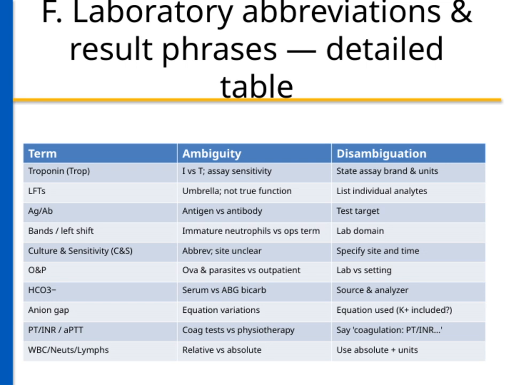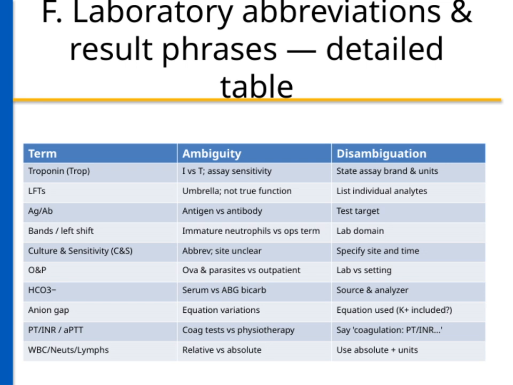Next, we have LFTs or liver function tests. The term can be a bit of an umbrella term since it doesn't refer to a single function but a panel of tests. To be clear, list out the individual analytes like ALT, AST, bilirubin, and so forth. Moving on to AG-OB, which stands for antigen or antibody tests. The key point here is to specify what the test is targeting. Are we detecting the pathogen's antigen or the patient's antibody response?